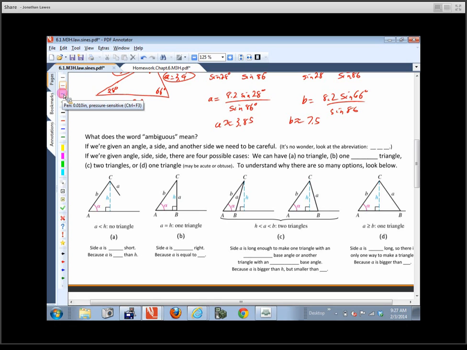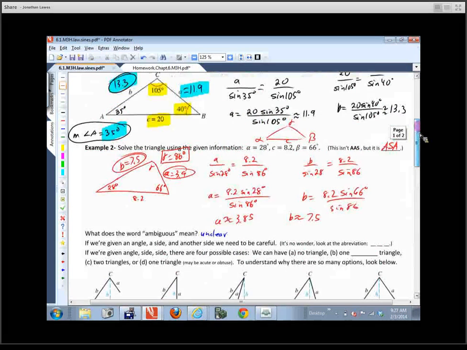If I said something that was ambiguous, I'd be saying something that was unclear. Could have multiple interpretations. All right? So if we're given an angle and a side and another side, okay? So an angle, a side, and another side.